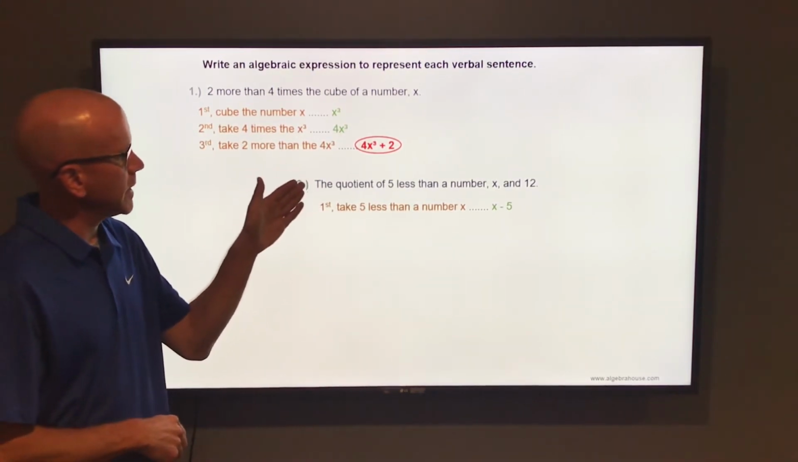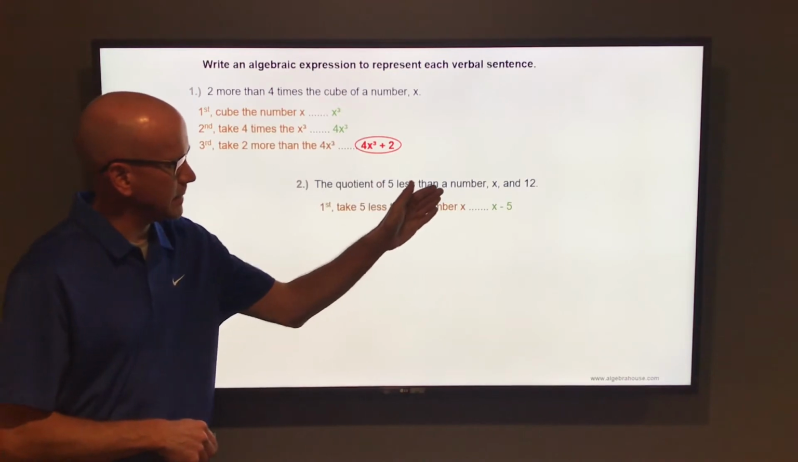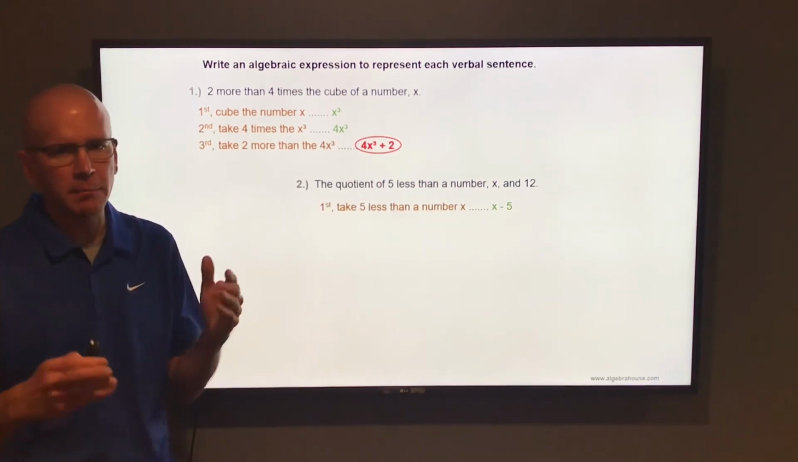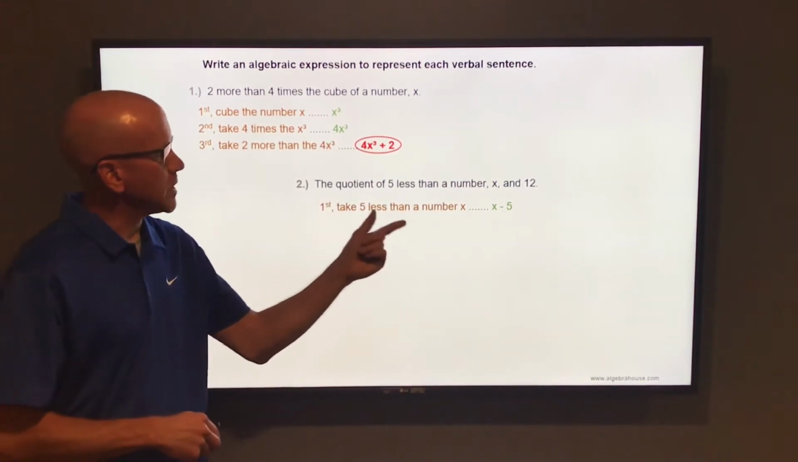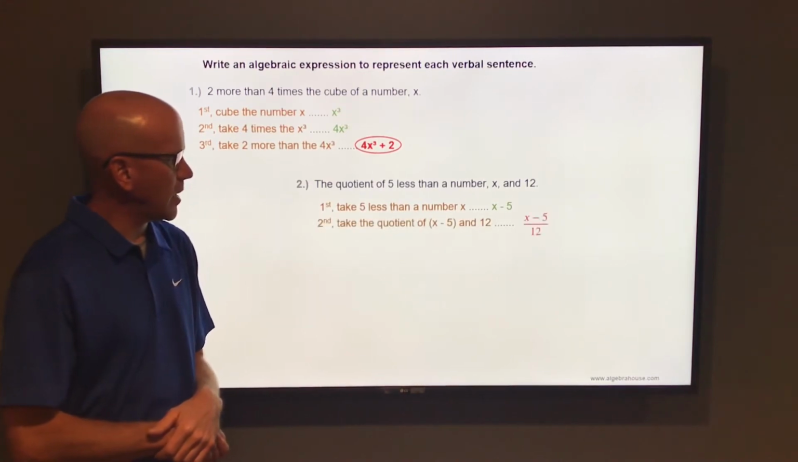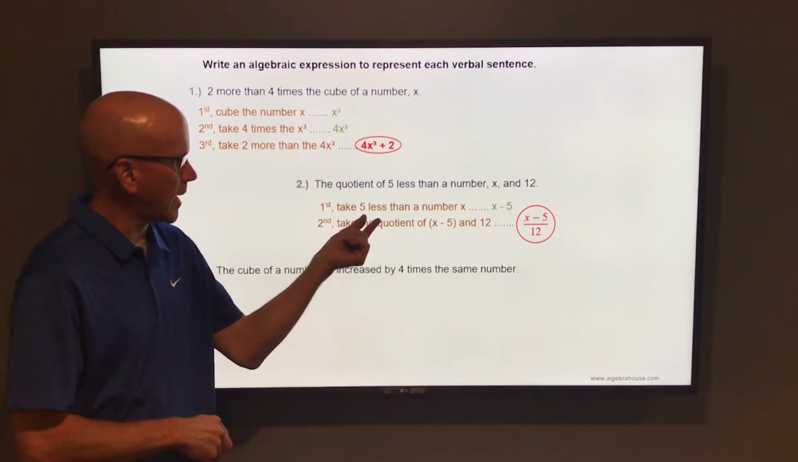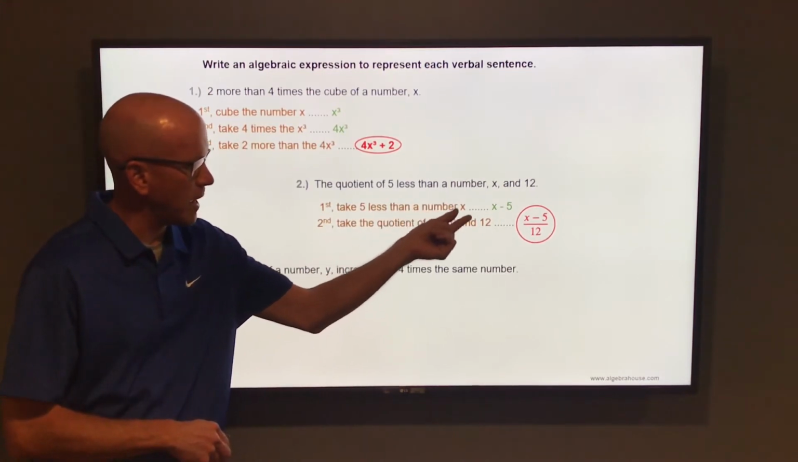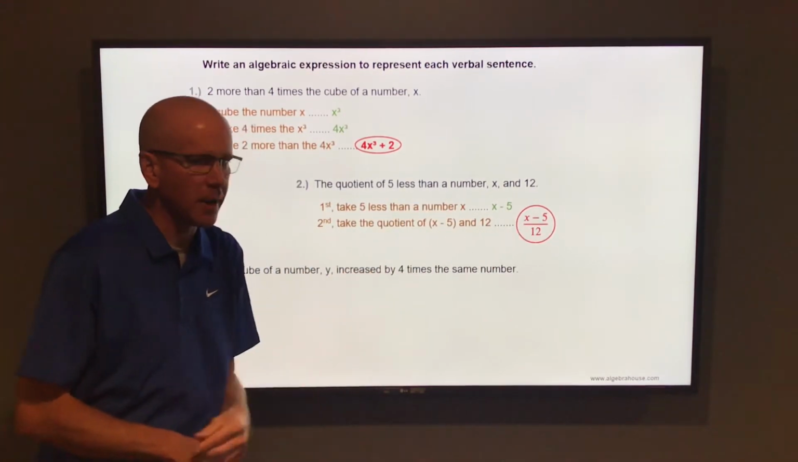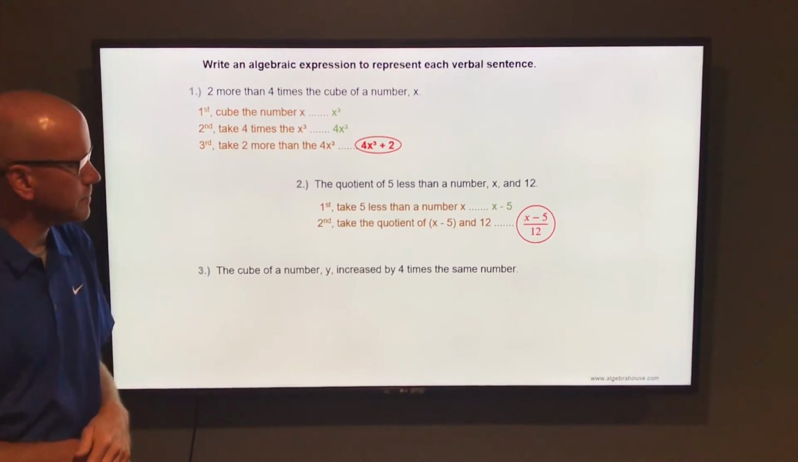Now we're looking at the quotient of that and 12. So quotient again means divide. So take that and divide by 12. So that x minus 5 that we had earlier, 5 less than the number x, the quotient of that and 12 would be that x minus 5 divided by 12.